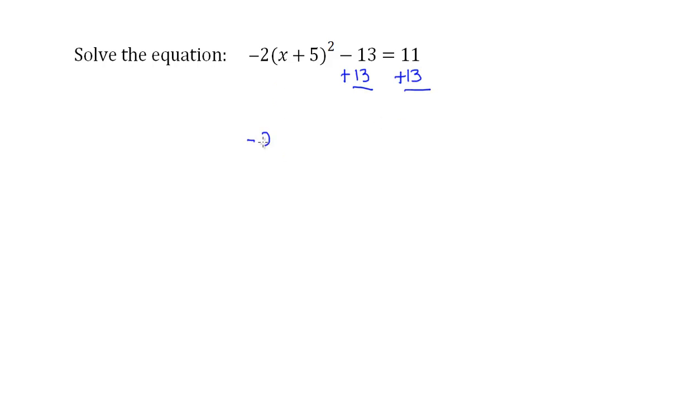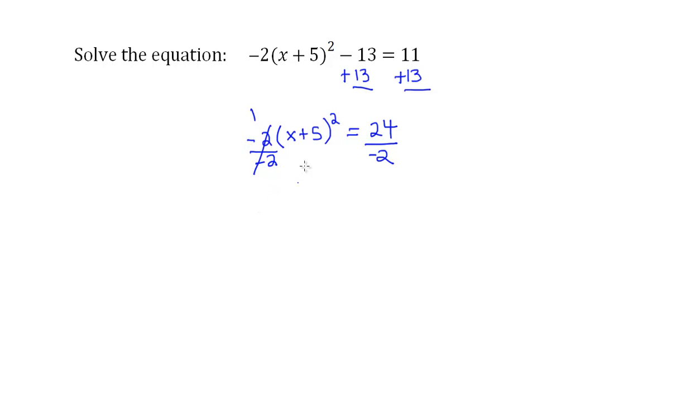That gives us, on the left, -2 times the quantity x plus 5 raised to the second power equals, on the right, 24. Now again, we're hoping to use the square root property to solve this equation, and to use that property, we want to isolate the x plus 5 squared, which means we want to get rid of this -2. Now the -2 is multiplied by that quantity, so we want to divide both sides by -2 to get rid of it on the left side.